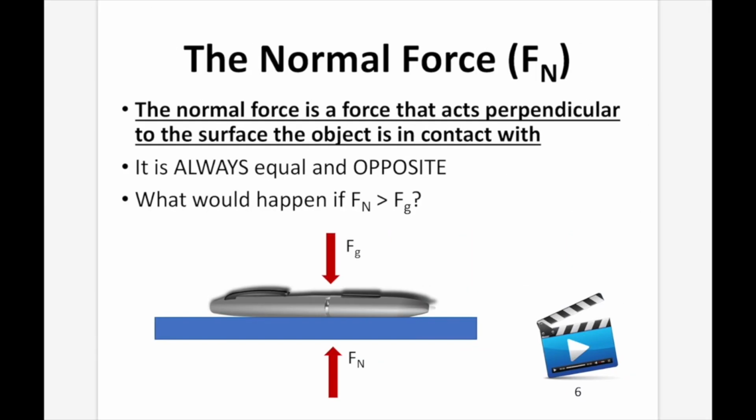So by definition, the normal force is a force that acts perpendicular to the surface the object is in contact with. It's always equal and opposite. And that makes sense because we think about what would happen if Fn was greater than Fg. Well, that pen would fly into the air because there wouldn't be an equal force. There'd be a net force upwards. So Fn is going to equal Fg.